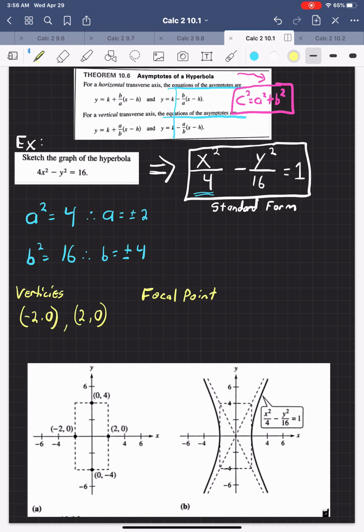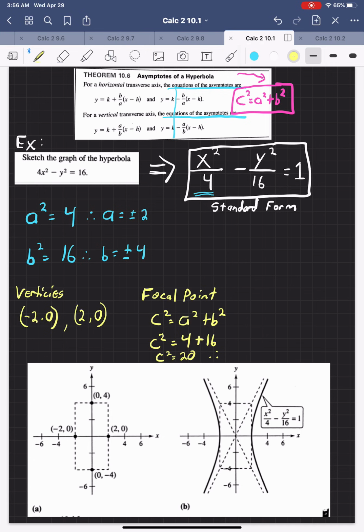Well, don't you agree with me? Before I can find the focal point, I know it's going to be over here somewhere. If you're looking at my picture down here, I know my focal points are going to be over here, but to find it, I need to know C. So that's why you need this formula: C squared is equal to A squared plus B squared. So plugging in 4 for A squared and 16 for B squared, I know that C squared is going to be equal to 20.